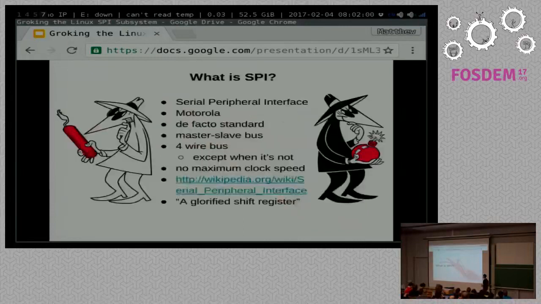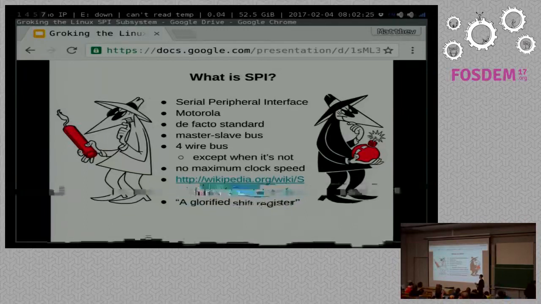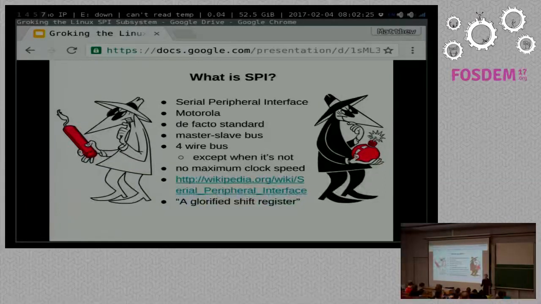All right, so getting into what SPI is. So serial peripheral interface. Motorola developed this. It's a de facto standard. So if you're hoping for a written spec with a committee, you won't find it here. It's a master-slave bus, 4 wires. We'll talk a little bit about the signals coming up here, except when it's not.